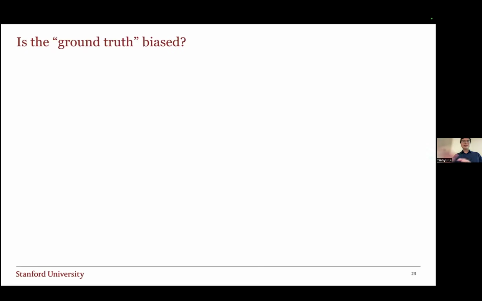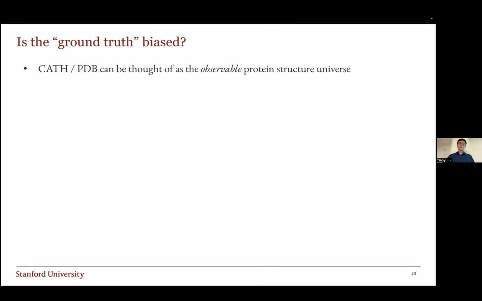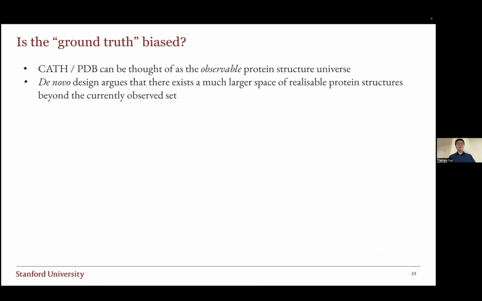Okay, so now we've seen that sample distributions tend to be biased, but what if the ground truth itself is biased? That is a common argument that Kevin Yang makes in his papers, because most proteins can't actually be crystallized. So the PDB is itself a biased distribution. The PDB can be thought of as the observable protein structure universe. And it's biased because de novo design fundamentally argues that there is a much larger space of realizable protein structures that can be viable with designed sequences, beyond the currently observed set.